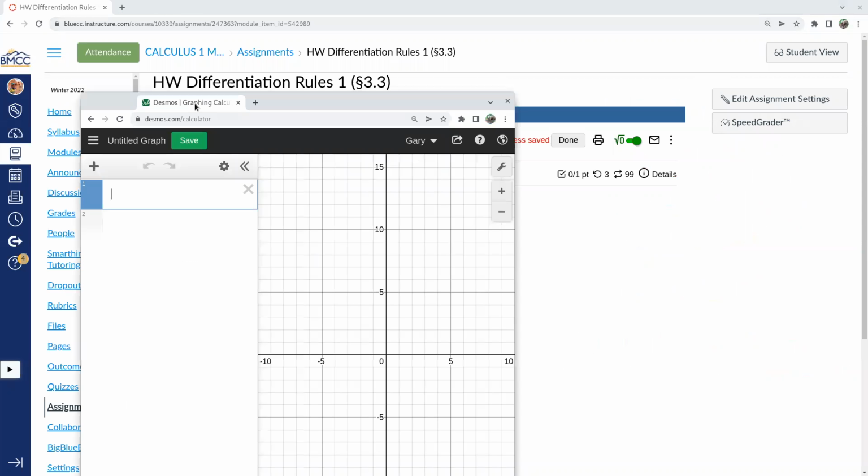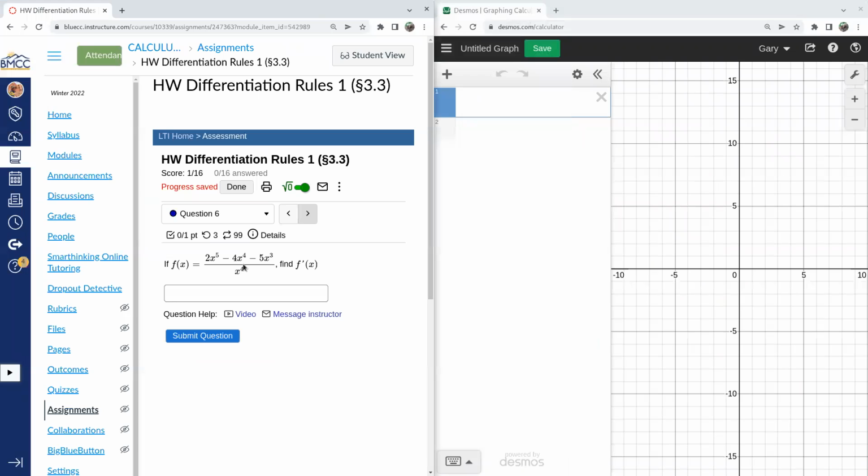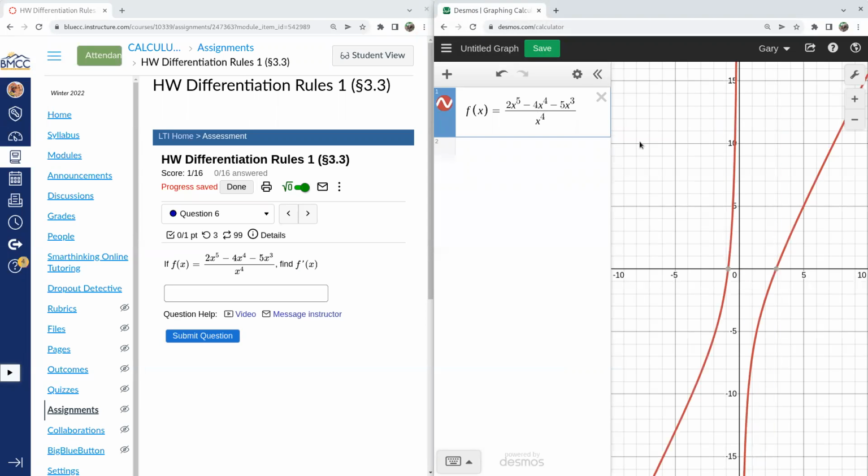And I'm going to split my screen here so I can see that complicated function. I'm going to type the function in as it was originally given to me. F of x equals a fraction, 2x raised to the fifth minus 4x raised to the fourth minus 5x raised to the third, all over x raised to the fourth. There it is. I want to see the point 2 comma f of 2. Why 2? I don't know. I just picked 2.